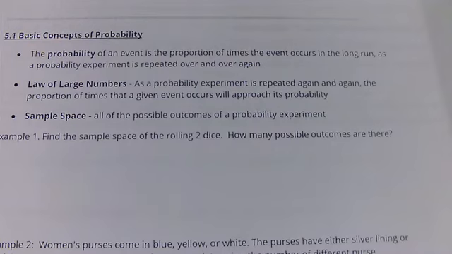Going to be talking all about probability. In 5.1, we're just doing the basics, and this is the stuff we should already kind of know about. So the probability of an event is the proportion of the times the event occurs divided by the number of possibilities overall.